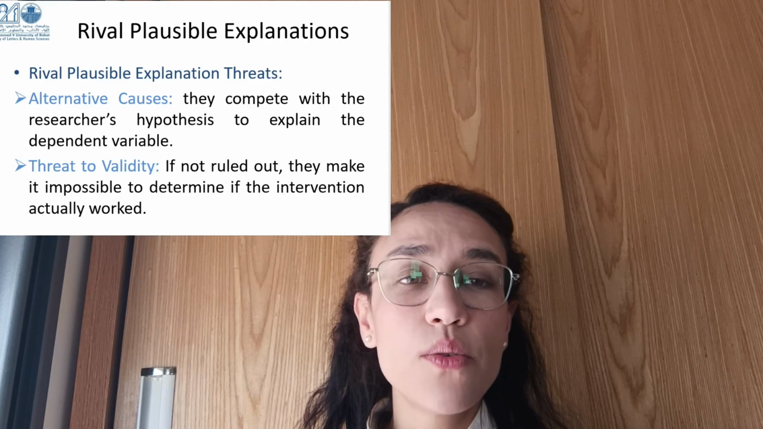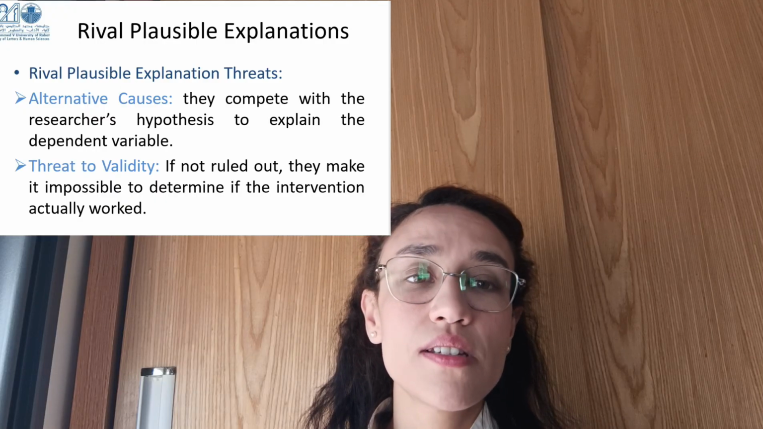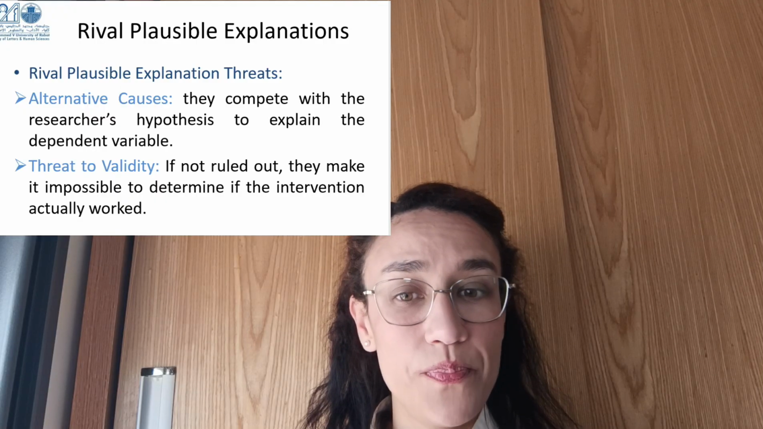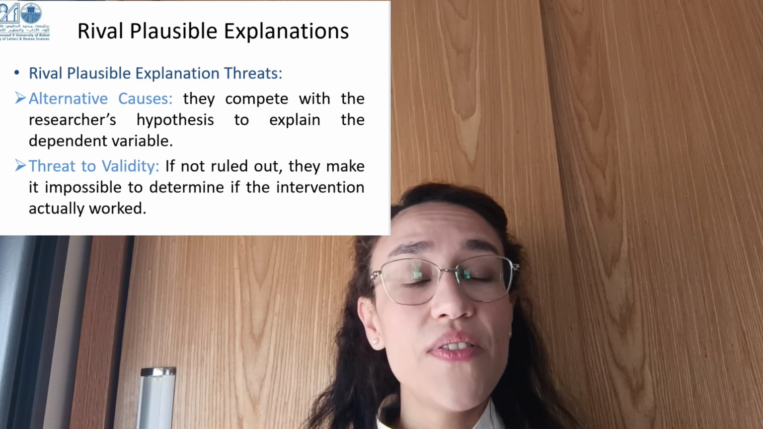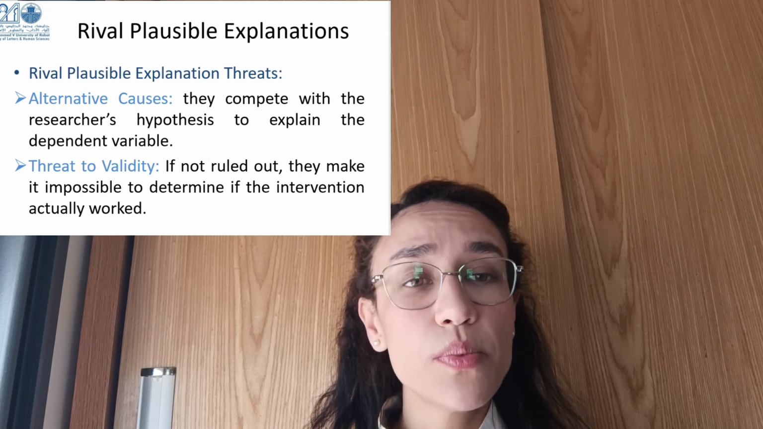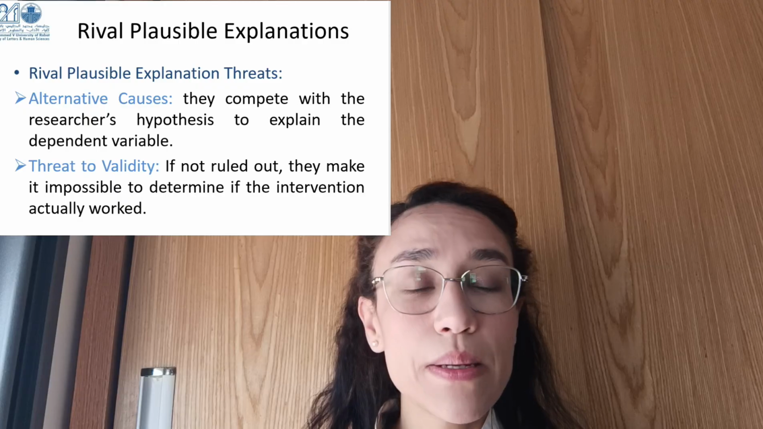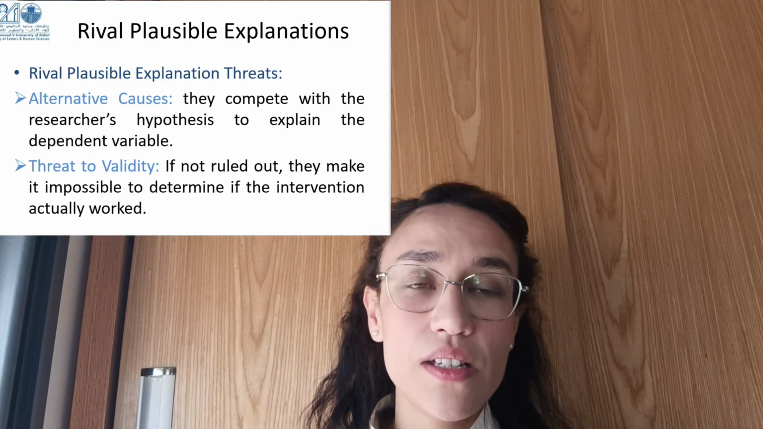So a rival plausible explanation can impair a study by competing with the researcher's hypothesis to explain the dependent variable. It can also threaten the validity of the study. If it is not ruled out, rival plausible explanations can make it impossible to determine if the intervention actually worked.